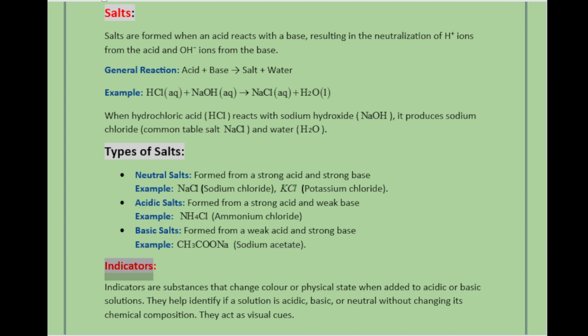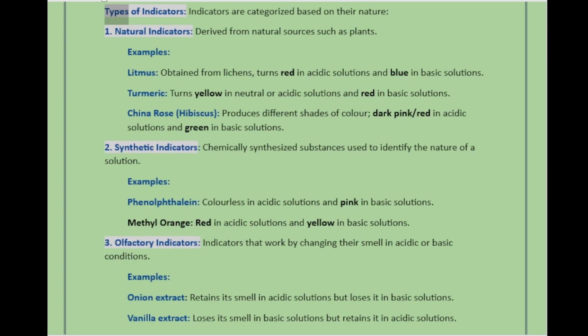Indicators. Indicators are substances that change color or physical state when added to acidic or basic solutions. They help identify if a solution is acidic, basic, or neutral without changing its chemical composition. They act as visual cues. Types of indicators. Indicators are categorized based on their nature.